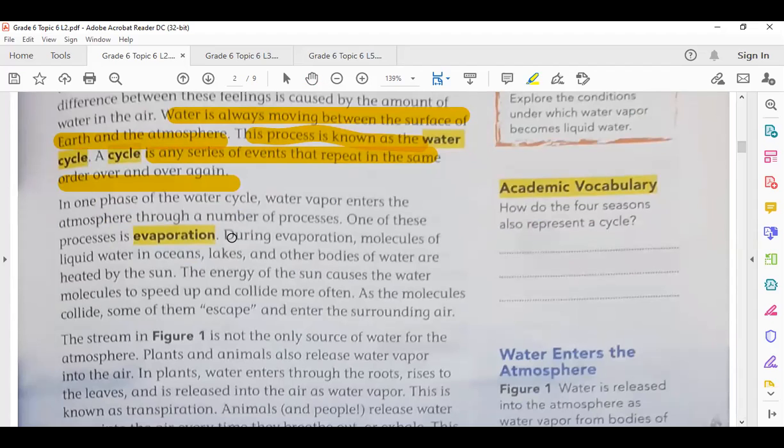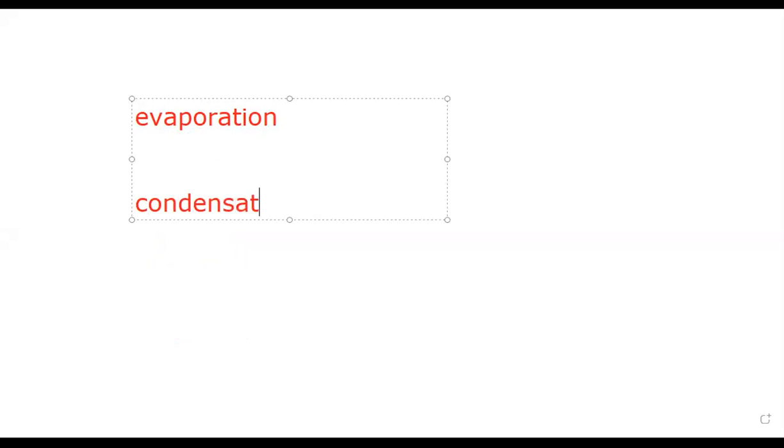Evaporation is the first process in the water cycle. I want to remind you that the water cycle is made up of 3 main processes: evaporation, then condensation, and finally precipitation.